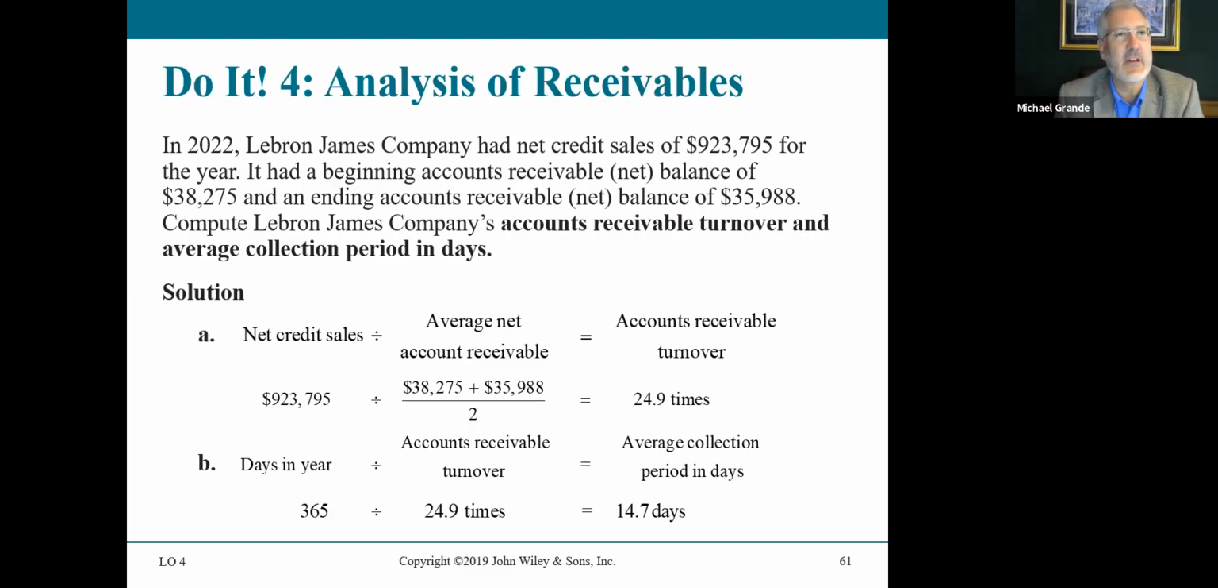Here's an analysis. Here's another calculation. LeBron James Company had net credit sales of $923,000 for the year. It had a beginning accounts receivable balance of $38,275, an ending of $35,988. Compute LeBron James's accounts receivable turnover and average collection period in days. So A is the accounts receivable turnover: net credit sales of 923, divided by the average receivable balance, beginning plus end divided by 2, 24.9 times. The receivables turn over 24.9 times a year.